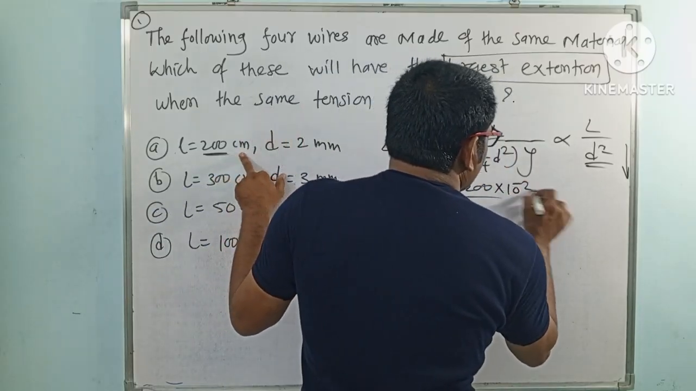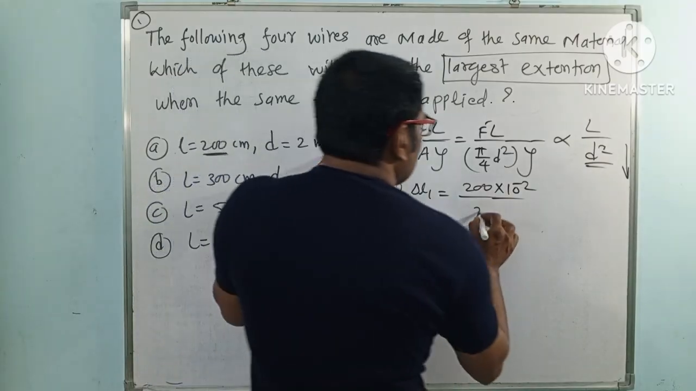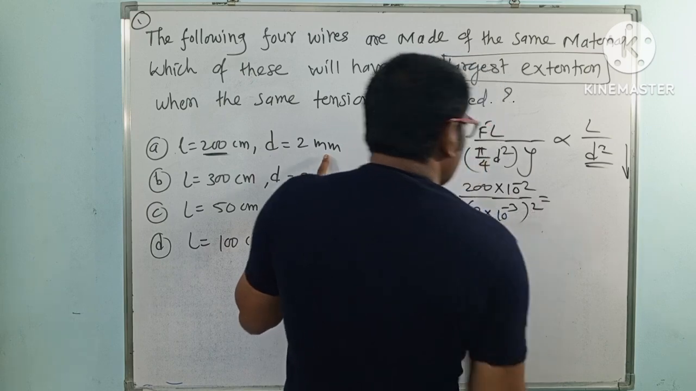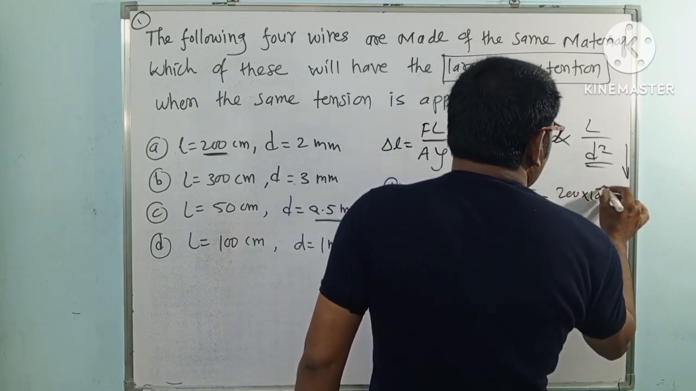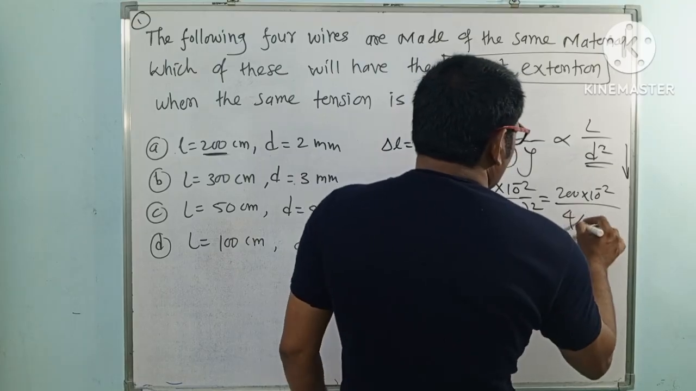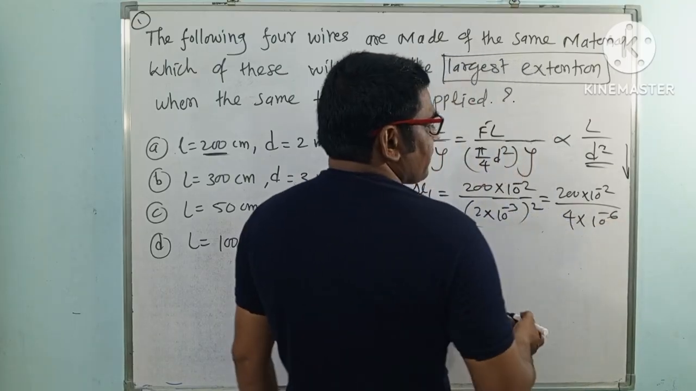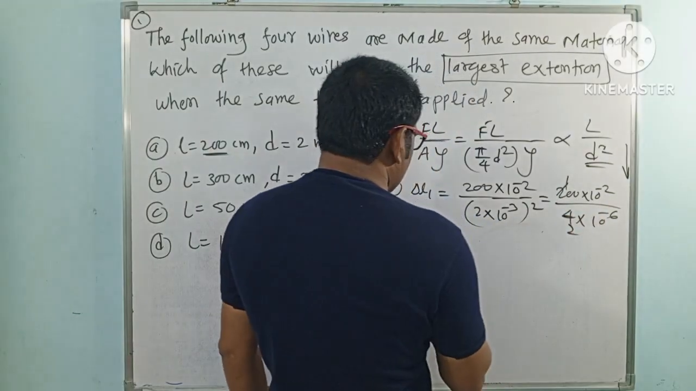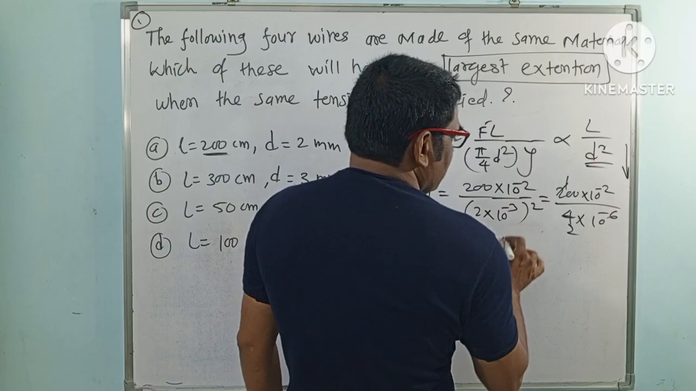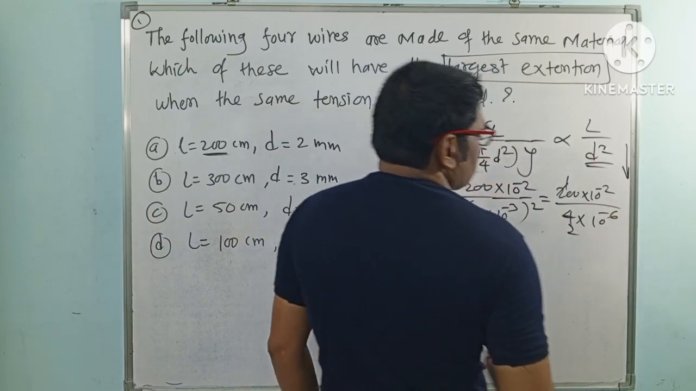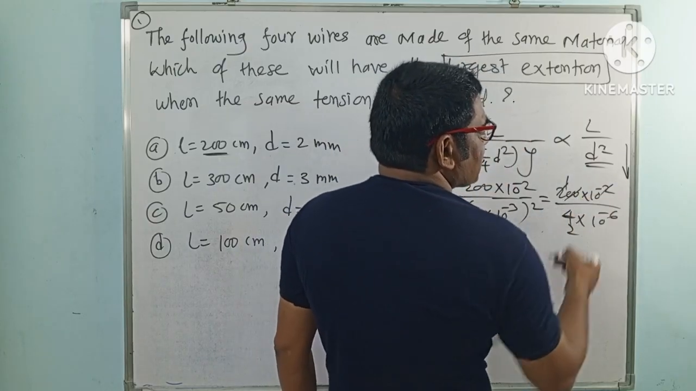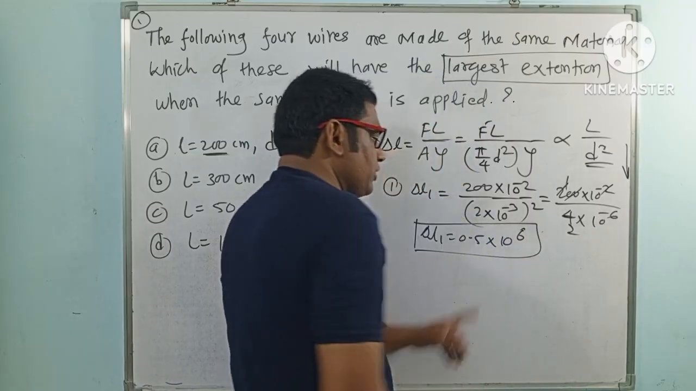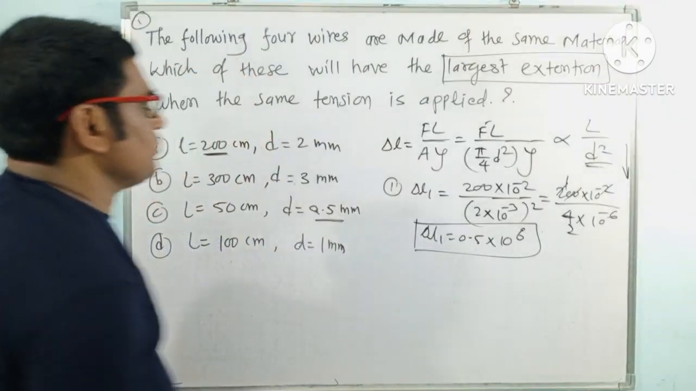So 200 into 10 raised to minus 2, and 2 into 10 raised to minus 3, squared. So 200 into 10 raised to minus 2 divided by 2 square, 4 into 10 raised to minus 6. So what are you getting? The 2 and minus 2 cancel, so this is 1 by 2. So delta L1 is equal to 0.5 into 10 raised to plus 6. Okay, so 0.5 into 10 raised to plus 6 we are getting.